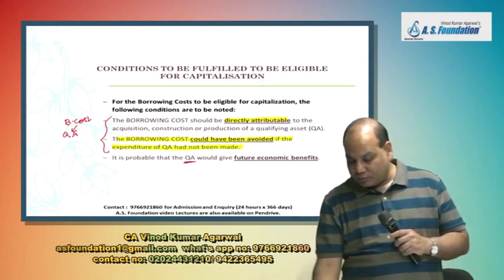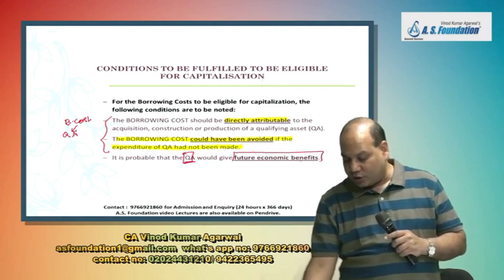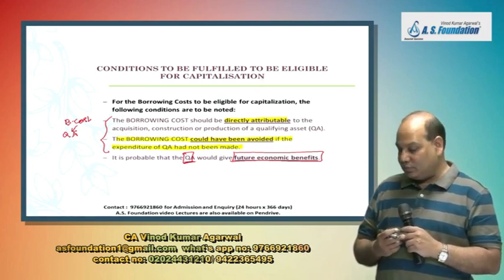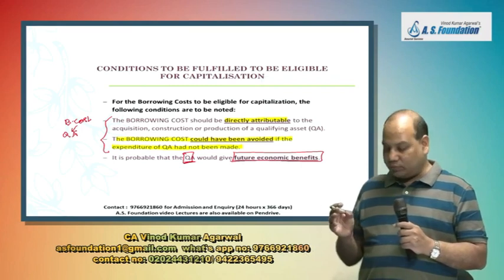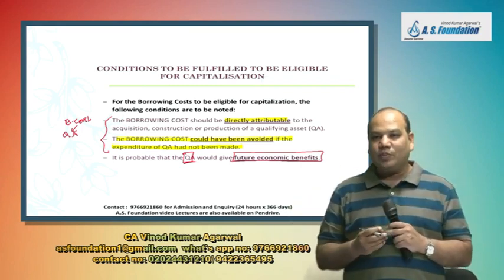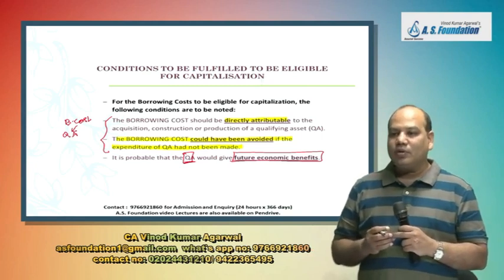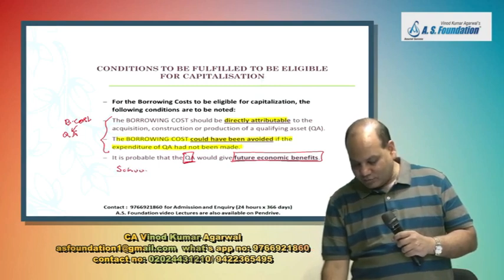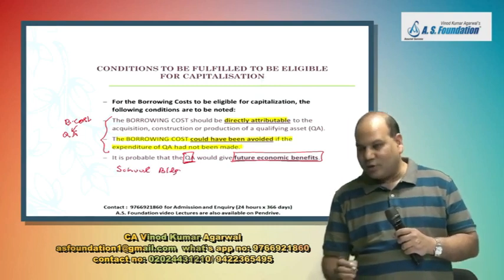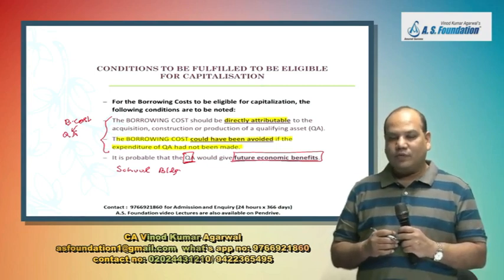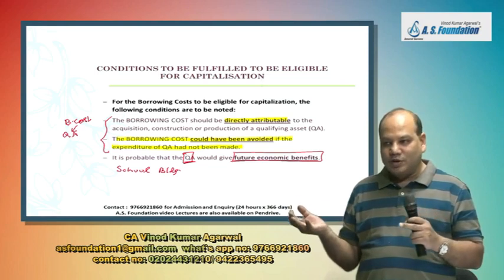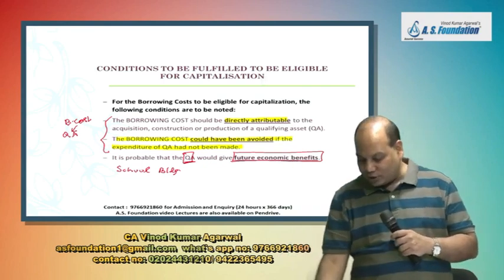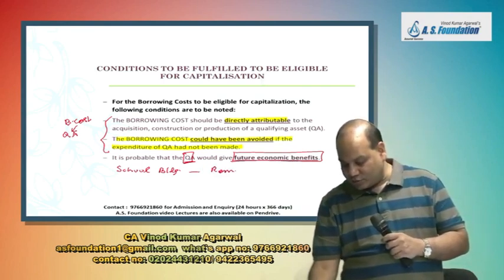The second thing I have to prove is that the qualifying asset would generate future economic benefit to the enterprise. There may be a qualifying asset by definition, but it may not generate future economic benefit to the enterprise. How? A company constructs a school building. Is a school building a qualifying asset? A qualifying asset is an asset that necessarily takes a substantial period of time to get ready for its intended use. So you took 1 year and you constructed a school building in a remote village.